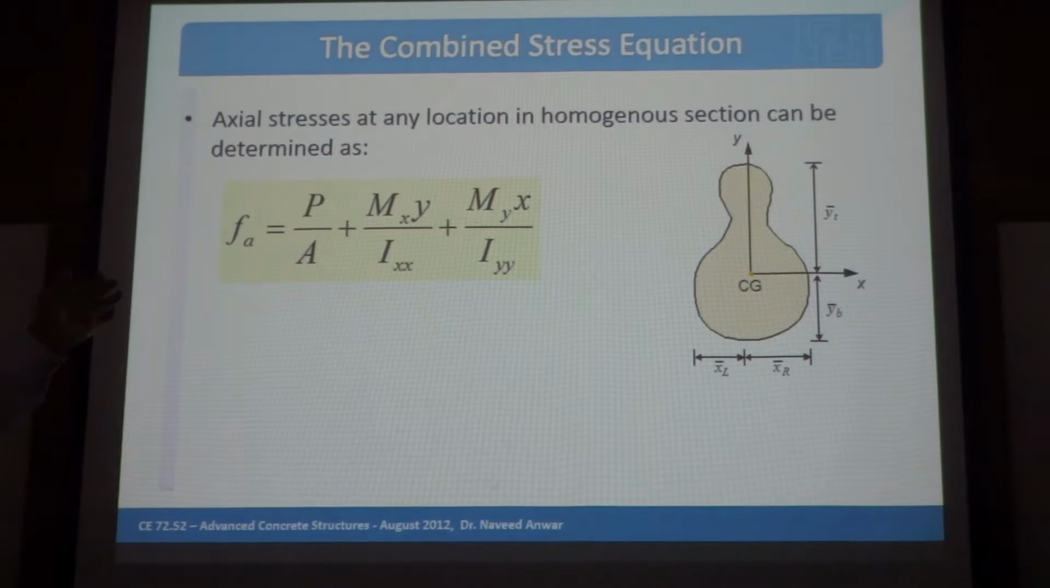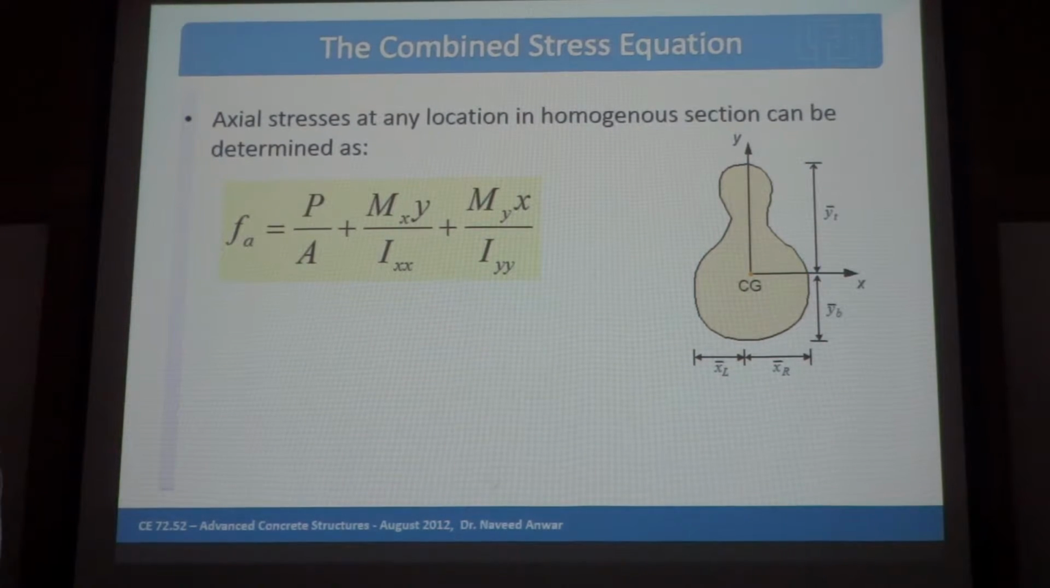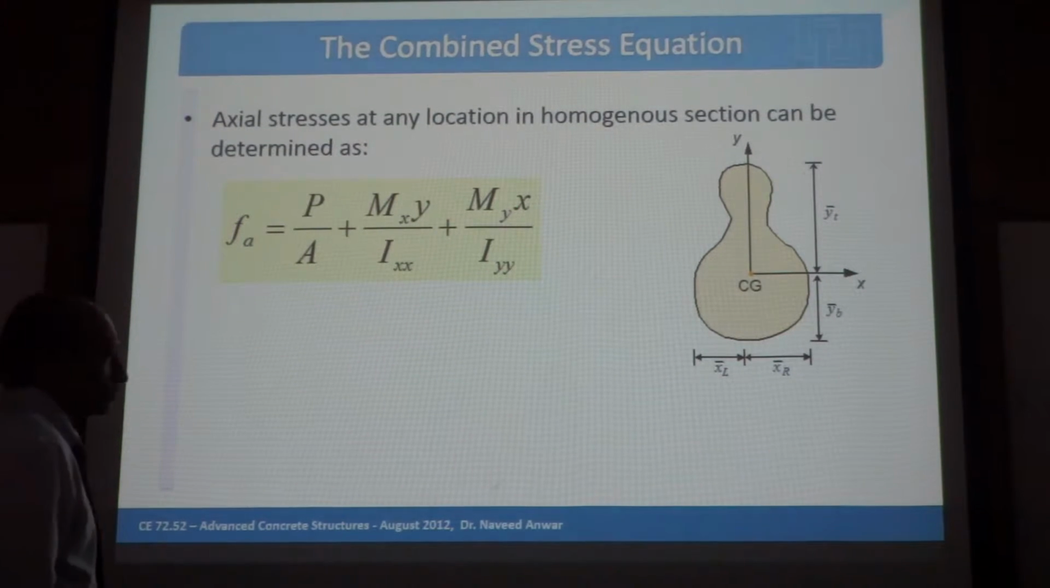Three stress components in the cross section. This is the combined stress equation. The first one coming from axial stress, P over A. Second one coming from bending moment and section modulus about one direction. Third one coming from bending moment and section modulus in another direction. Right? Two bending moments, one force, and you get the equivalent stress.